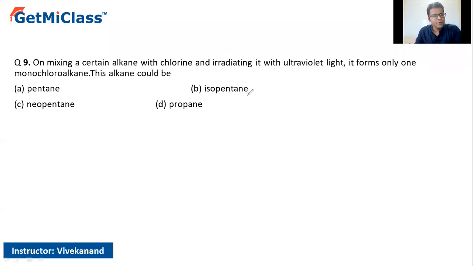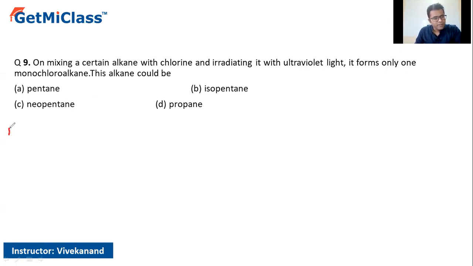Question number 9: on mixing a certain alkane with chlorine and irradiating it with ultraviolet rays, it forms only one monochloroalkane. The alkane could be A. pentane, B. isopentane, C. neopentane, and D. propane. Now, for example, let's take into consideration a simple pentane.